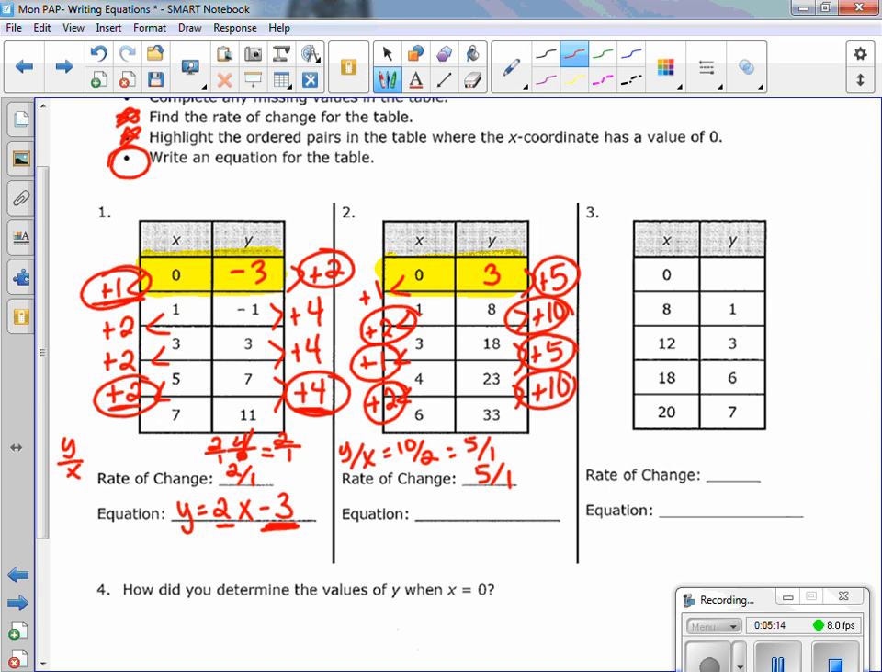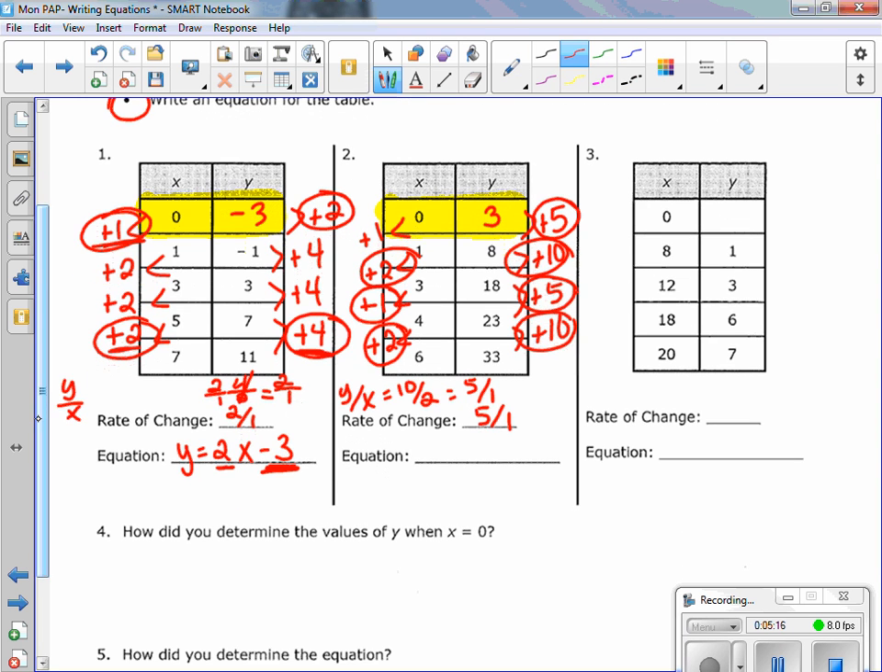Now remember, the two important things when you are writing that equation, you're going to have a y equal some value of x. The value in front of the x is your rate of change. The value behind the x is whatever's highlighted with your 0. So plus 3. And you can check this by, of course, plugging in your values and seeing if it works.